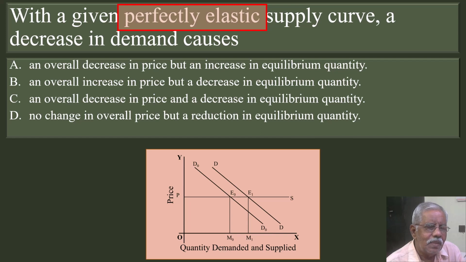To do that, make use of the graph. The supply curve is perfectly elastic. It is given there. Yes, supply curve is perfectly elastic. The demand curve DD shifts to left, there is decrease in demand. With the result, what happens? Price remains constant, unchanged. Quantity alone decreases. In this case, option D is correct. No change in overall price, but a reduction in equilibrium quantity.